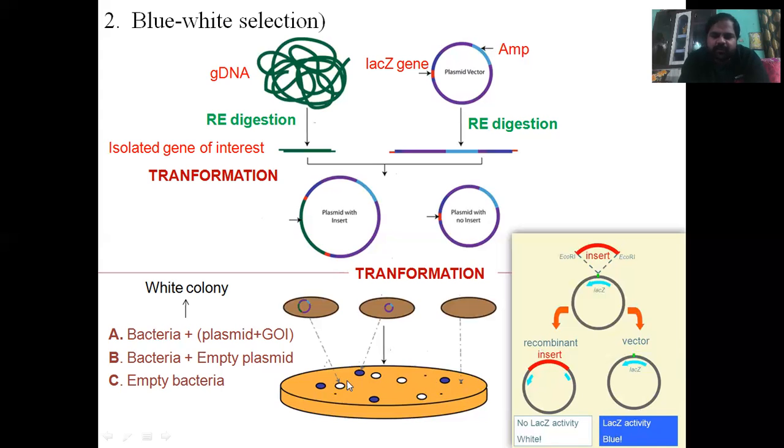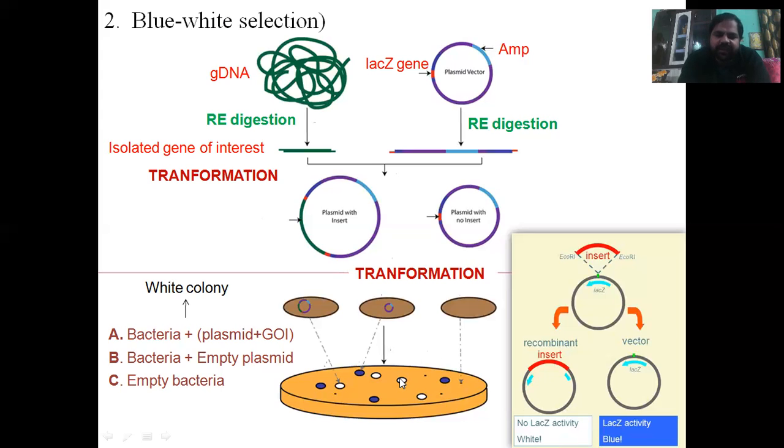Now we can see here blue, and now we can see here that the plasmid with our gene of interest will not be able to produce beta galactosidase. If the beta galactosidase is not present here, there is no chance of reaction of beta galactosidase with X-gal. So the colonies will appear in white color.